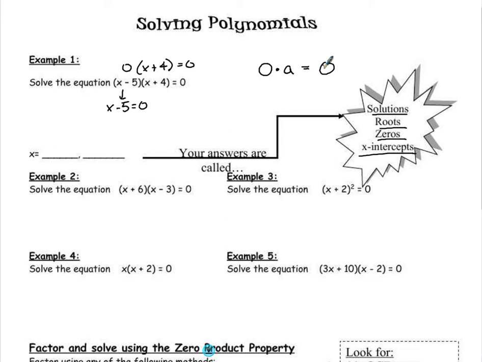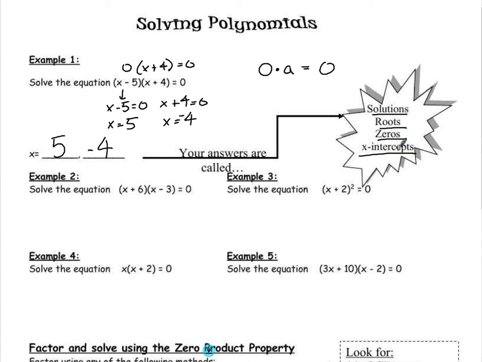So what would make x minus 5 equal to 0? Well, that would be x equals 5. So if that's true for one piece of my product, wouldn't that also be true for the second piece of my product? So if I go ahead and subtract 4 from both sides, x would also equal negative 4. So 5 and negative 4 are both solutions, roots, zeros, and x-intercepts.